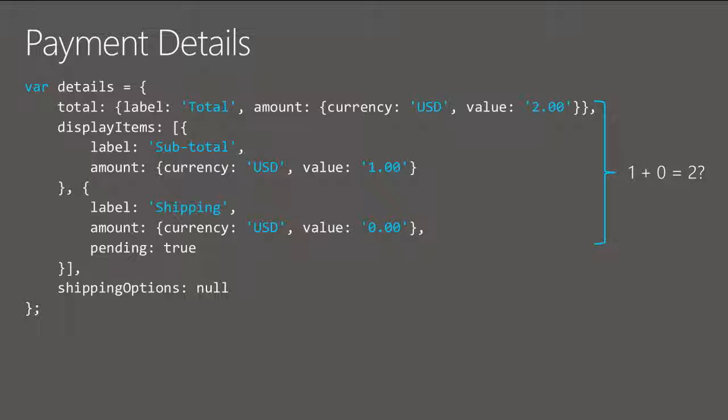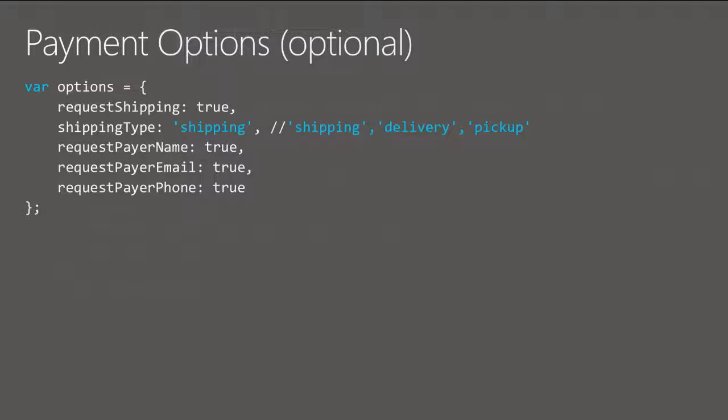This last point that I really want to make about the details is that Payment Request API does not do math on behalf of the merchant. You as a merchant are in full control, and you can see in this sample, my line items did not add up to the totals, but the payment app will display this and allow the user to check out. So just remember, you're in full control of your amounts.